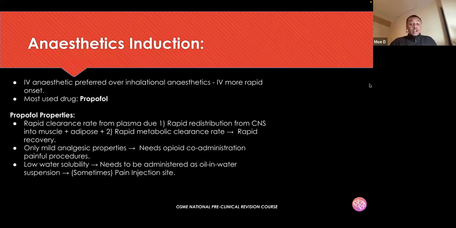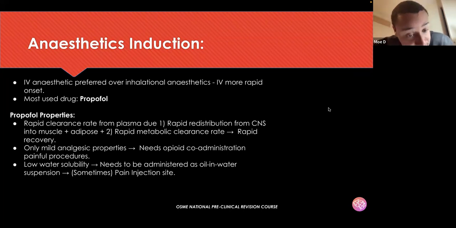In terms of induction, so putting the patient to sleep, IV anesthetics tend to be preferred over inhalational anesthetics because IV anesthetics have a more rapid onset, and the most used drug is propofol. Another desirable property of propofol is that it has a rapid clearance rate from the plasma due to its rapid redistribution from the central nervous system into muscle and adipose. It also has a rapid metabolic clearance rate, which overall leads to a rapid recovery for the patient.